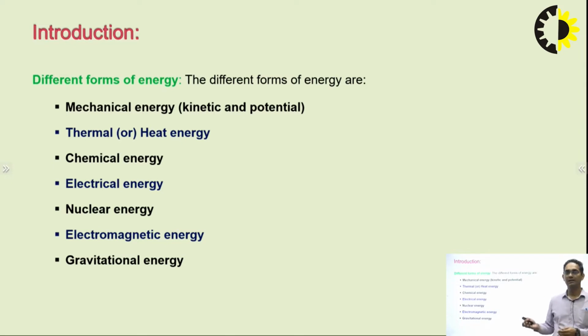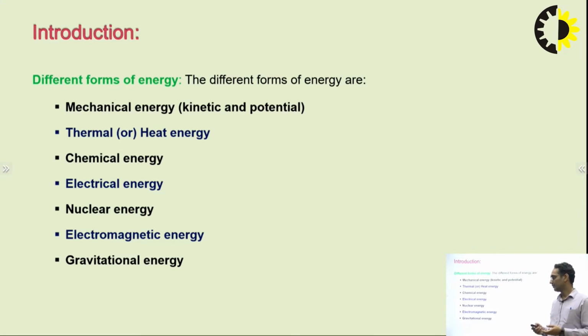Then next is the electrical energy. What is electrical energy? Electrical energy is the energy which is stored due to the electrical charges inside a body. Next is the nuclear energy. Nuclear energy is the energy which is produced in substances in which some reactions take place. That is the nuclear fission or fusion. Due to that, this energy comes out and we can utilize that.